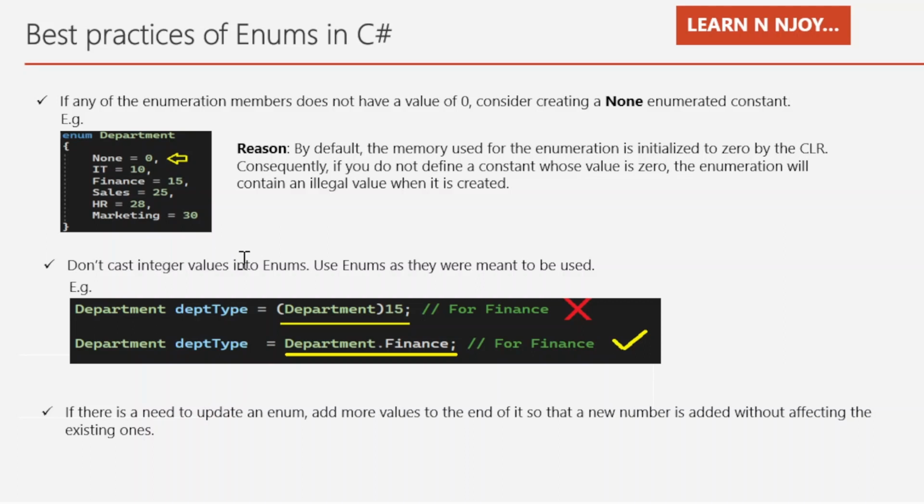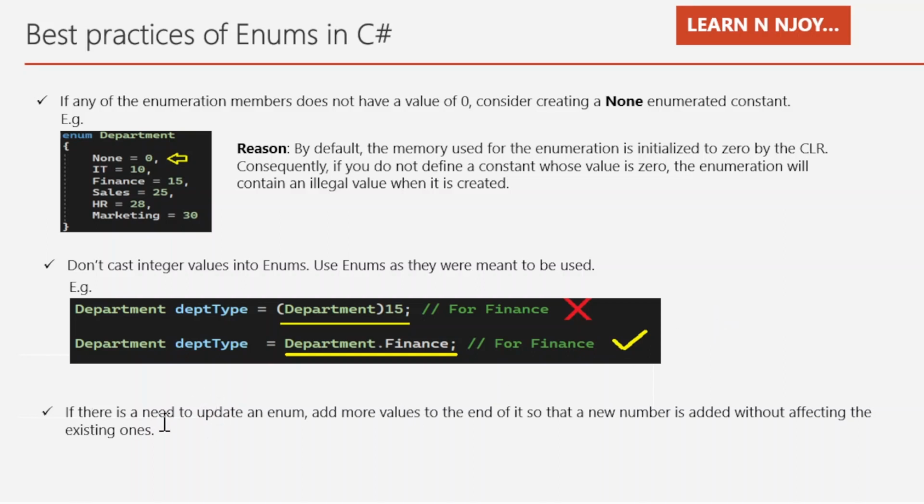Second, don't cast integer values into enums. Use enums as they were meant to be used. For example, if you write departmentType is equal to Department and then 15 just for Finance, it's not a correct way of writing. Basically, it is not recommended to cast an integer over here. So that's what I have just mentioned. It's wrong. The correct way of writing is Department.Finance for getting the constant value of Finance. departmentType is equal to Department.Finance, and that is the correct way of writing. That's the way enums are meant to be used.